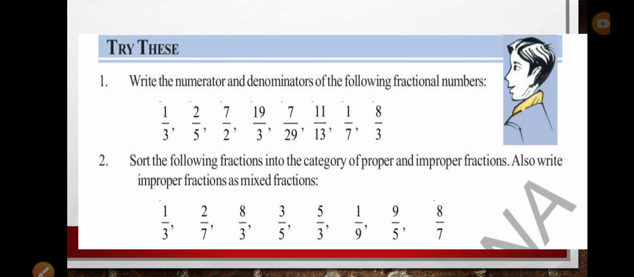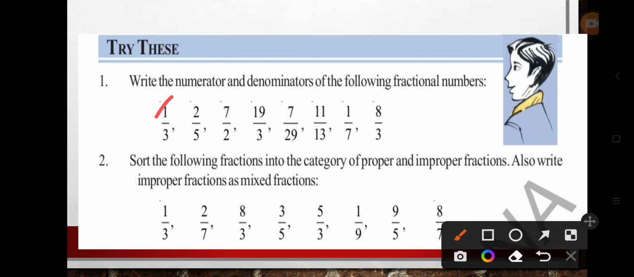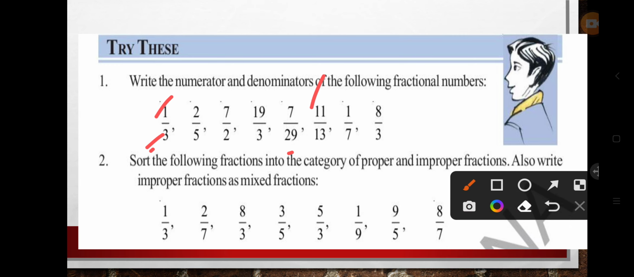Suppose the numerator and denominator of the following fractions: we can write this is the numerator and this is the denominator, and in this, 7 is the numerator and 29 is the denominator. Like that we can write numerator and denominator.